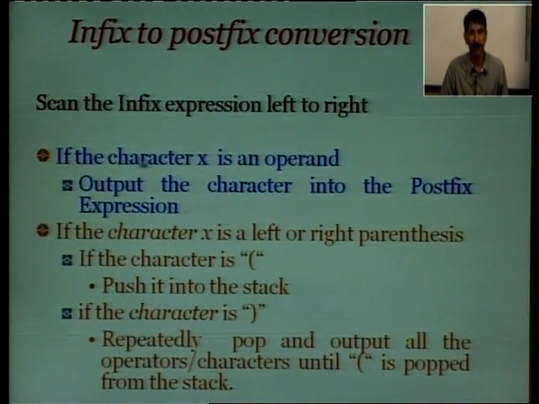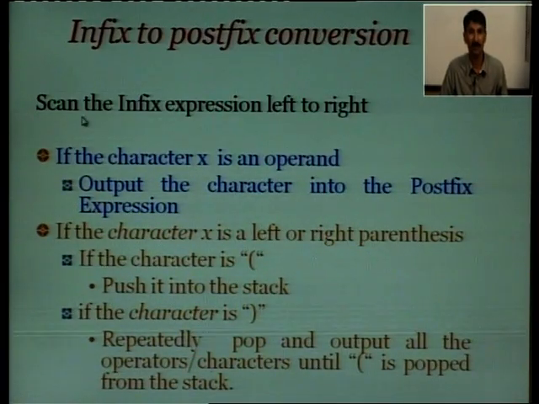Now, if the character x is an operand, you can have only 3-4 cases. I can have brackets, which can be a starting bracket or a closing bracket, I can have an operand like a, or I can have an operator like plus, minus, divide, multiply. These are the different symbols that you will come across whenever you read an infix expression.